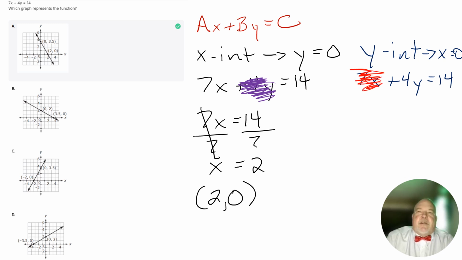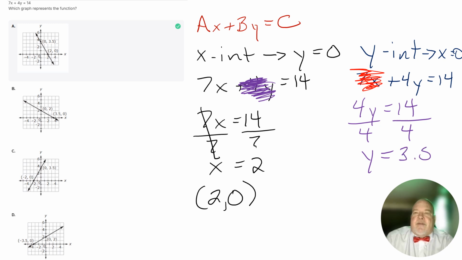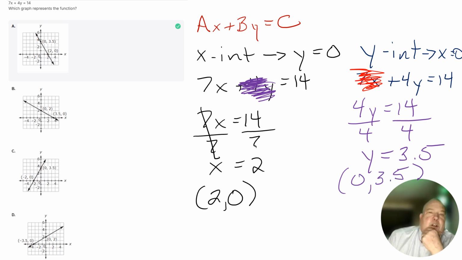What I teach my students to do is just put their finger over this or put their pencil over that, cover it up, make it go away, and then solve what's left. So I have 4y equals 14. I'm going to divide both sides by 4 to solve that. And so y equals 3.5. So the y-intercept is at (0, 3.5).